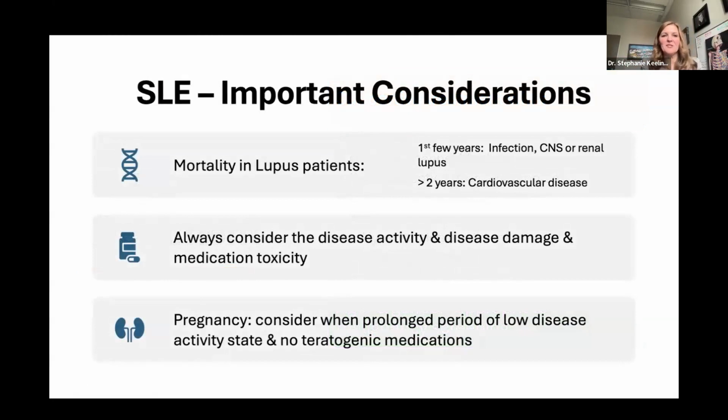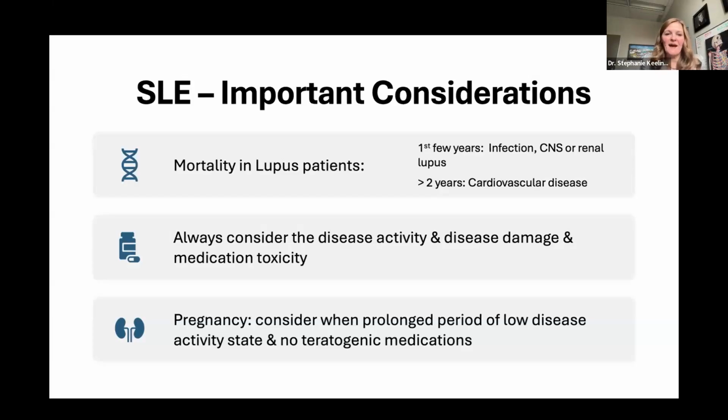And so I just wanted to mention that in lupus, in the first couple of years, unfortunately, the things that lead to death include bad infections or CNS lupus, which is rare, or renal lupus. But then after that, it's actually cardiovascular disease that is the greatest cause of mortality. So it just, again, speaks to this risk reduction.